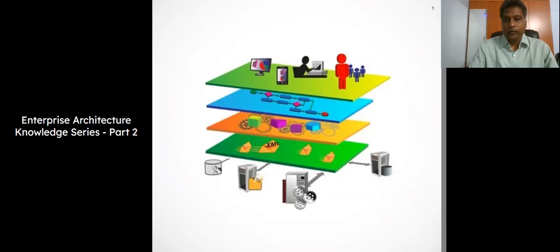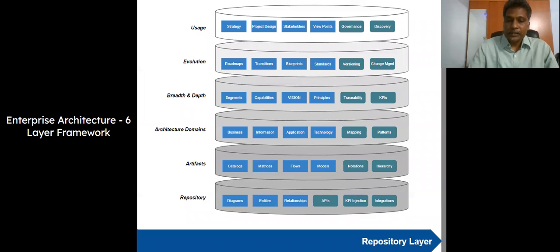In part one, I introduced the 6-layer framework that will help us define and establish enterprise architecture practices. In this part, we will briefly look at each of these layers: repository layer, artifacts, architecture domains, breadth and depth, evolution, and usage.